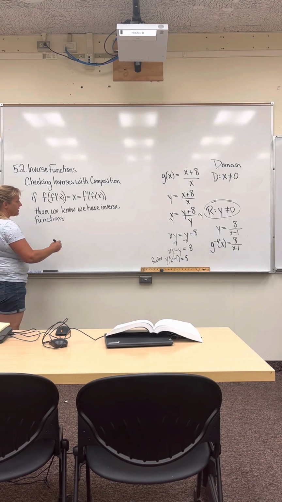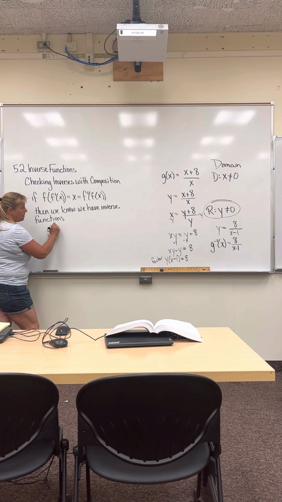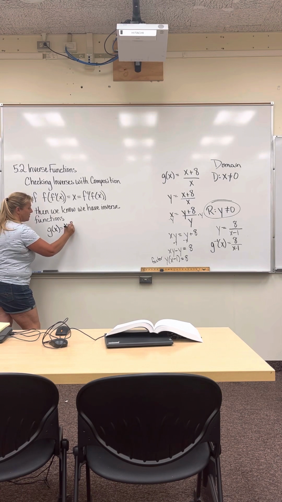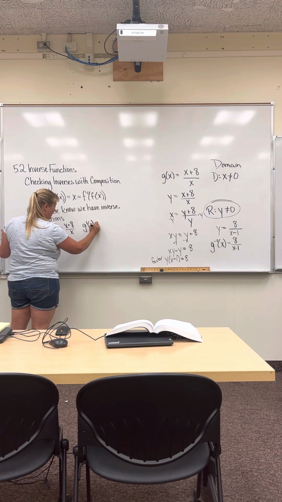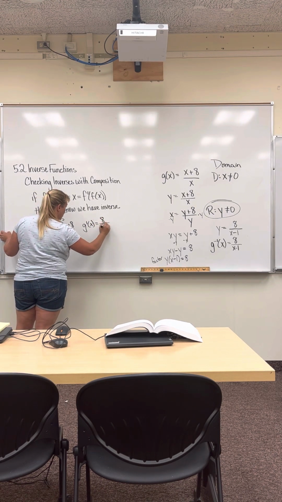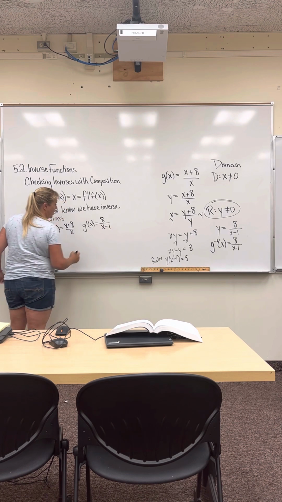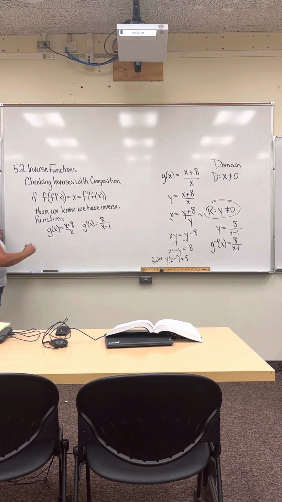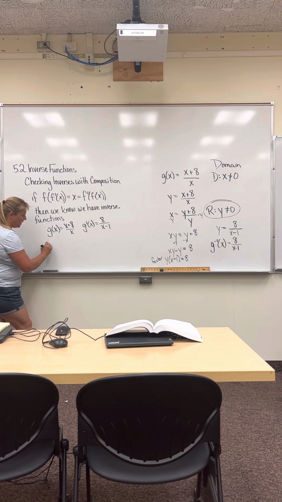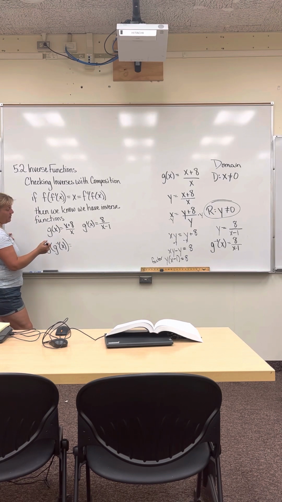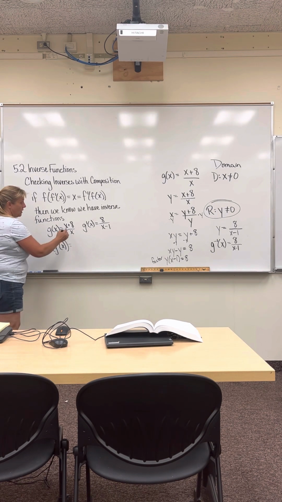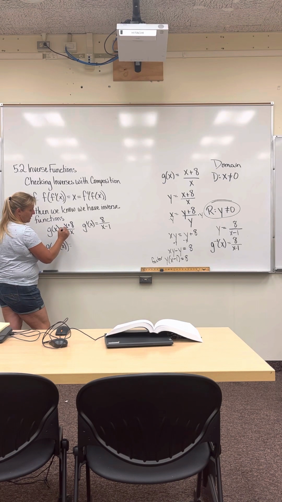So in our case, if we have g of x is x plus 8 over x, and we think we have g inverse of x is 8 over x minus 1 because we worked it out, but we're not 100% sure, so we'll do this. We're going to find g of g inverse of x. So we're going to stick this in here, and it's going to look a little bit ugly. So this is an ugly one. We're going to stick 8 over x minus 1 right there.